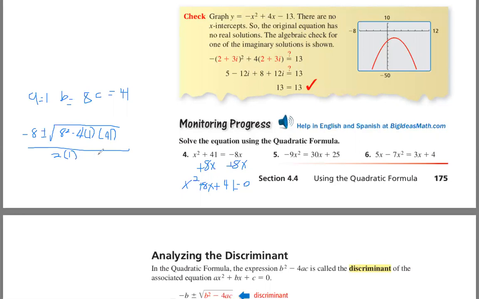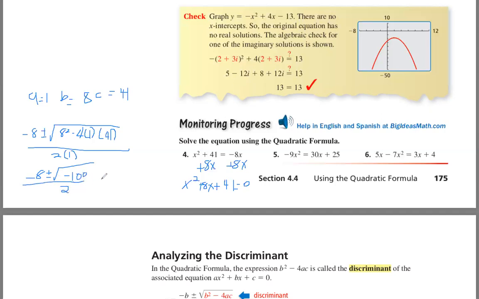Okay, so again, what I suggest to do here is find out what this number is first. So you would do your 8 squared, okay, and then you would minus it times 4 times 41, okay. So you're basically going to do 64 minus 164. So this is actually going to be equal to now negative 8 plus or minus the square root of negative 100 all over 2.